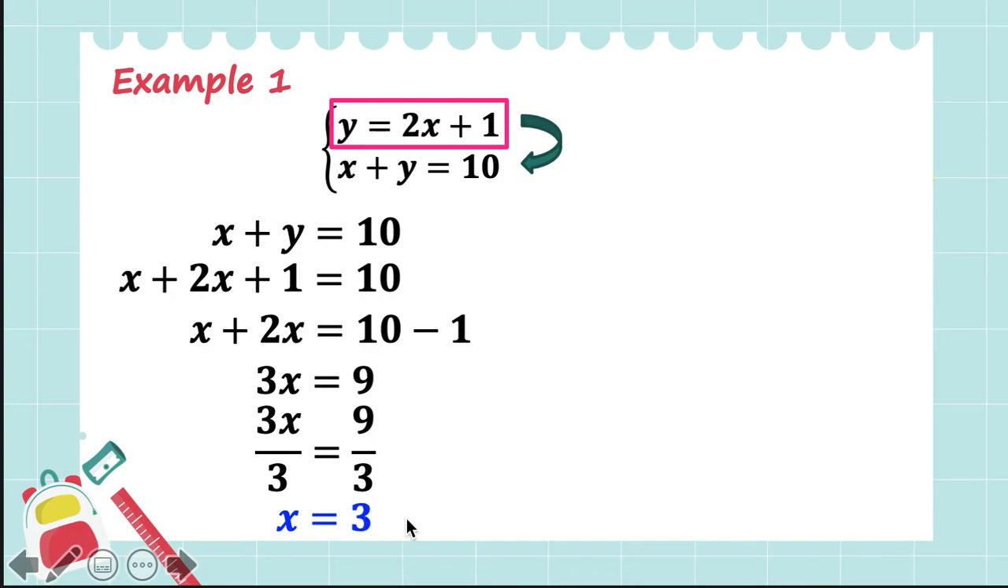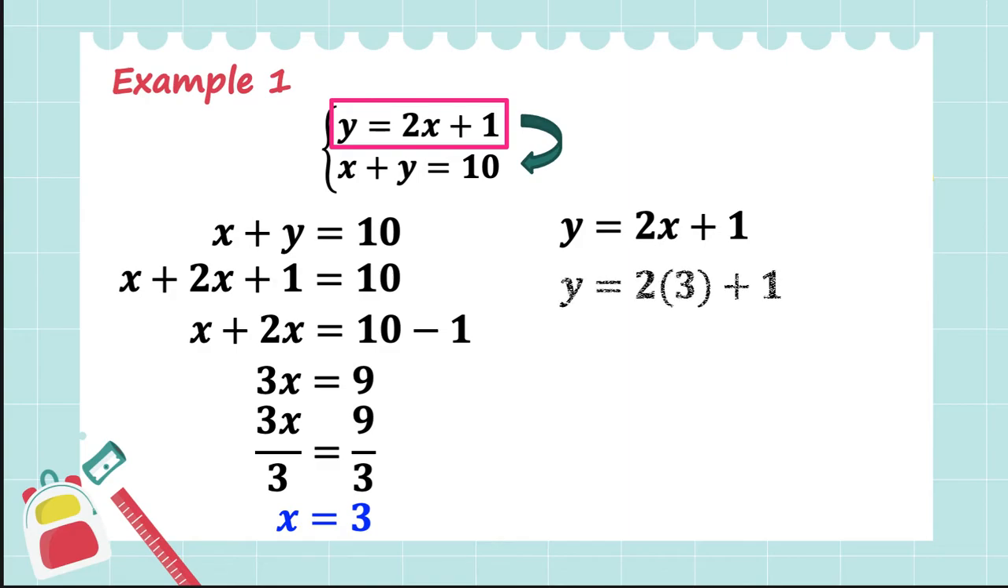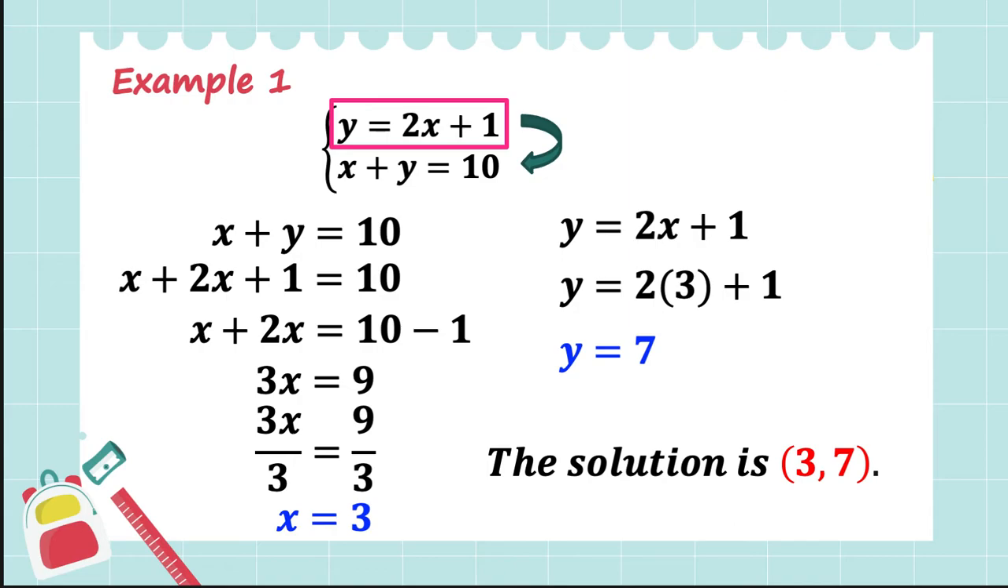After we solve for the value of x, the next step is to solve for the value of y. We can choose any of the two equations. We can use the first, or we can also use the second equation. I will be using the first equation. Write the equation and substitute the value of x, which is 3. So y = 2 times 3, plus 1. Simplify, and the answer is 7. Looking at the final answers, the value of x is 3 and the value of y is 7. Therefore, the solution is (3, 7).